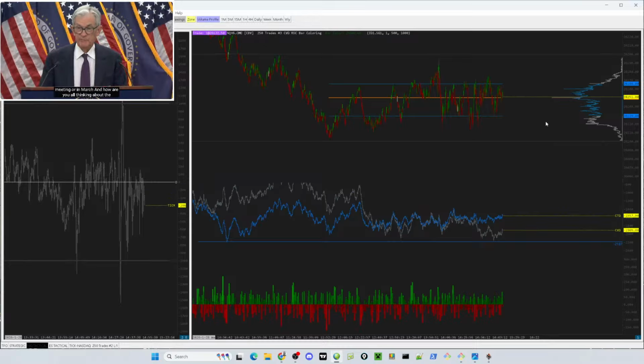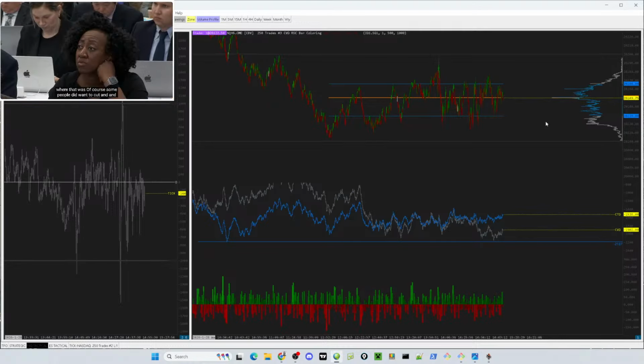So there was broad support on the committee for holding today. Broad, I would say, including among non-voters. So that's where that was. Of course, some people did want to cut and dissented, but the committee was pretty broadly for holding today.